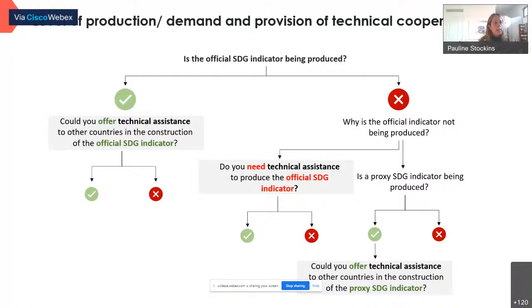There are some questions on technical assistance needs and provisions. First, the country needs to answer if they produce or do not produce the official indicator. If the country calculates the indicator, they are asked if they can provide technical assistance to other countries. In case they do not produce the official indicator, they are asked if they need technical assistance to produce it. But they will also answer if they produce a proxy indicator. And in case they do so, they are also asked if they can provide technical assistance in the production of a proxy indicator.